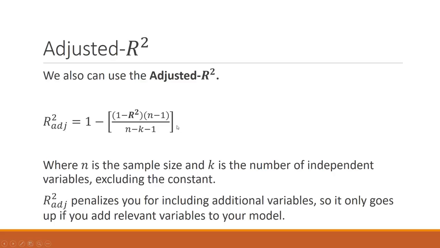So if you add a variable that is not relevant, the adjusted R squared is going to go down. The only way it will go up is if the R squared is going up, if the variable improves the fit enough to compensate for the reduction caused by the inclusion of an additional variable.